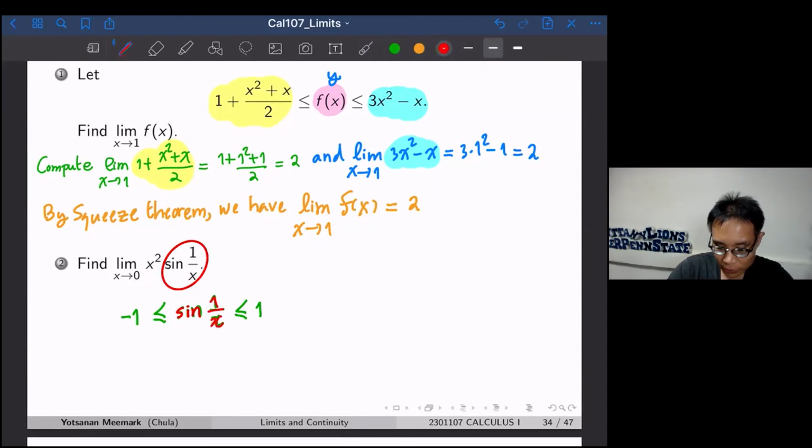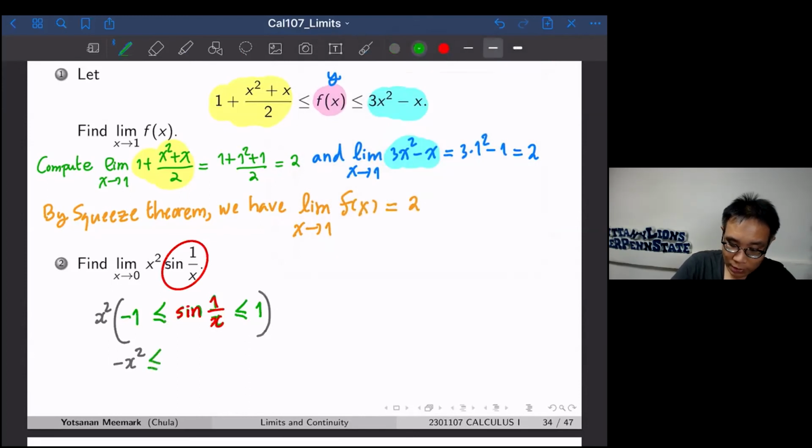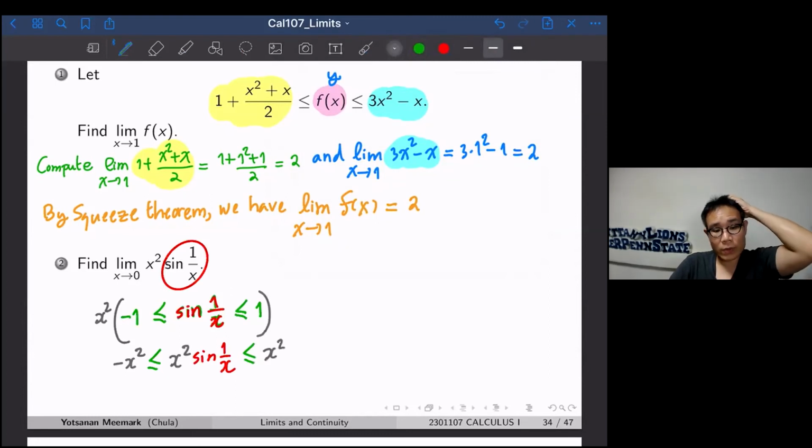So this one is the middle guy. And the question asks you about x squared sine 1 over x. So you're going to multiply x squared on both sides. So you get negative x squared less than or equal to x squared sine 1 over x, and this guy less than or equal to x squared. Okay, so you multiply x squared to the whole inequality, and this is what you get.